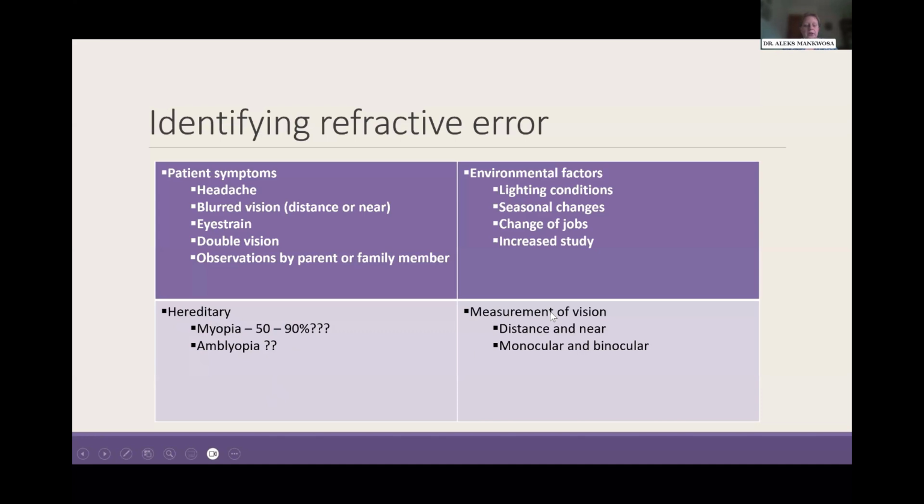And finally, when the patient is sitting in our chair, of course, the measure of their vision, and I would advocate looking at both distance and near, monocularly and binocularly, will allow us to determine whether or not a patient really does have a problem with their refraction that has to be addressed. And I believe that these should be routinely measured in all our patients if it is possible.